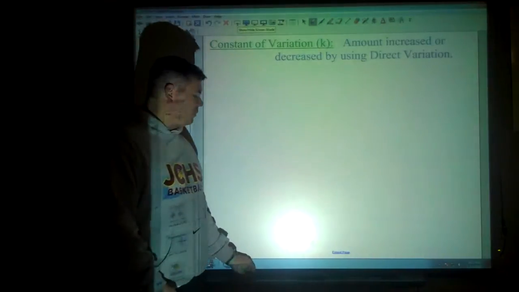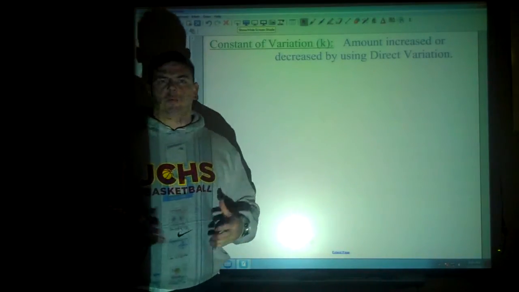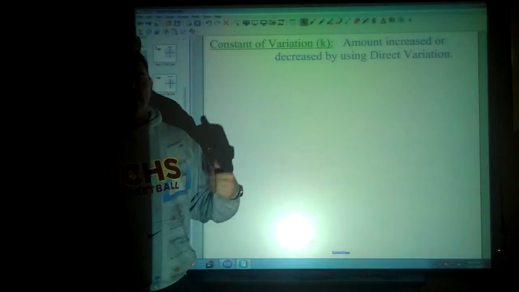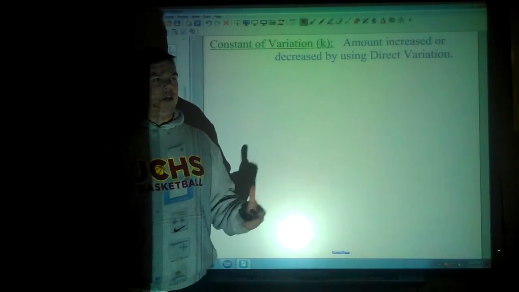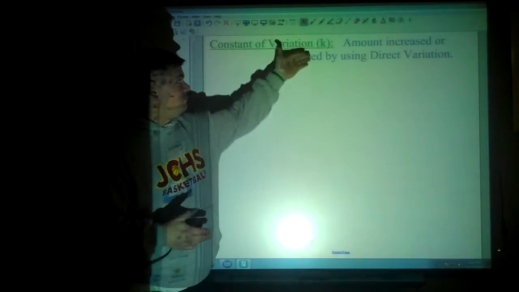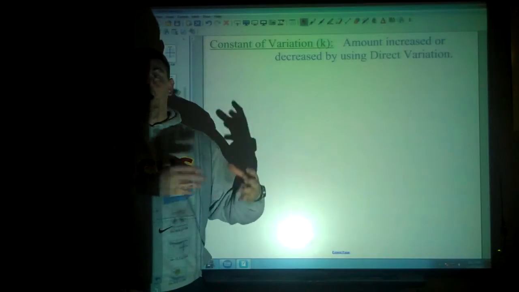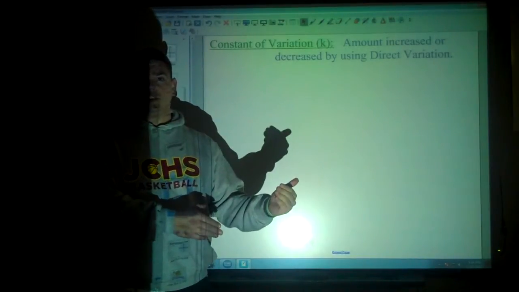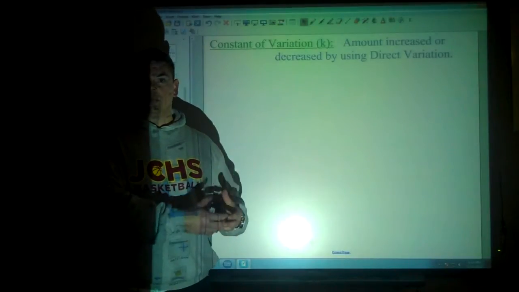Now, to give you an idea of what I mean, let's take, for example, going to the gas station and buying gas. When you go to the gas station, maybe the price per gallon is $3.30 per gallon. So the constant, K, is going to be $3.30 per gallon, because if we buy 5 gallons, it's still going to be $3.30 a gallon. If we buy 10 gallons, it's still going to be $3.30 per gallon.